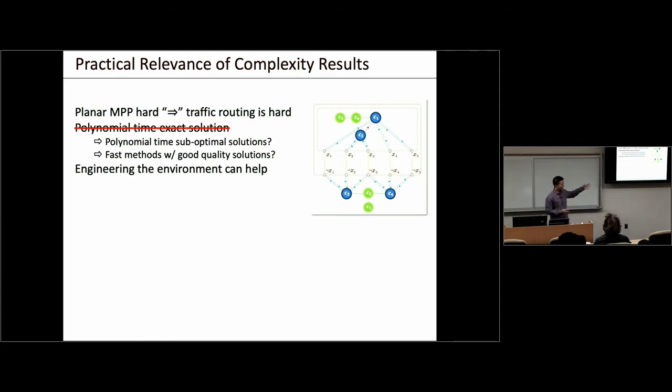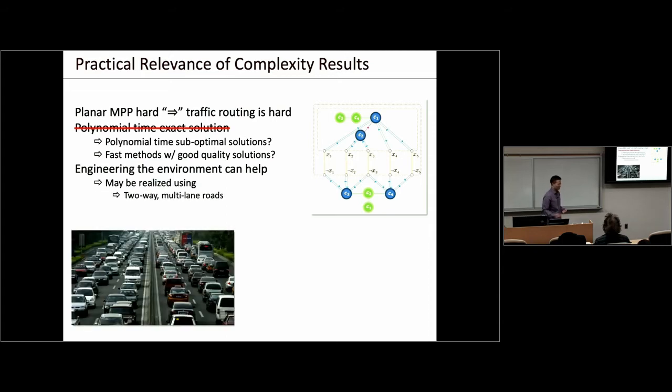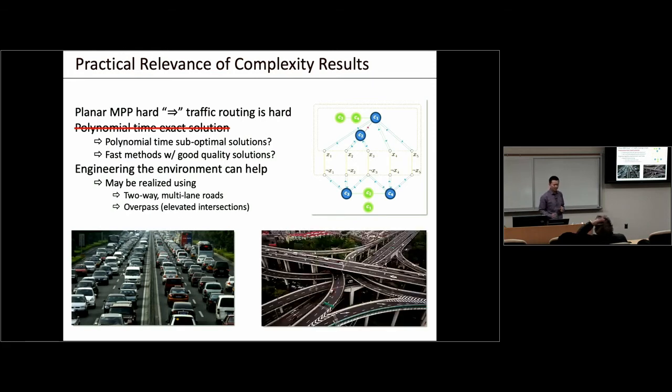That is, you change the underlying graph or road network. So we have things like, instead of one-way roads, often two-way roads whenever possible. Also multiple lanes. That helps alleviate the traffic problem, although they never really work in the end because people just keep driving more and more, I guess. And you can also have things like elevated intersections, that is overpasses, to help with this kind of setting. So for me, I will actually focus on the algorithmic aspect. I'll introduce some polynomial time suboptimal solutions and also some fast methods with good quality guarantees.